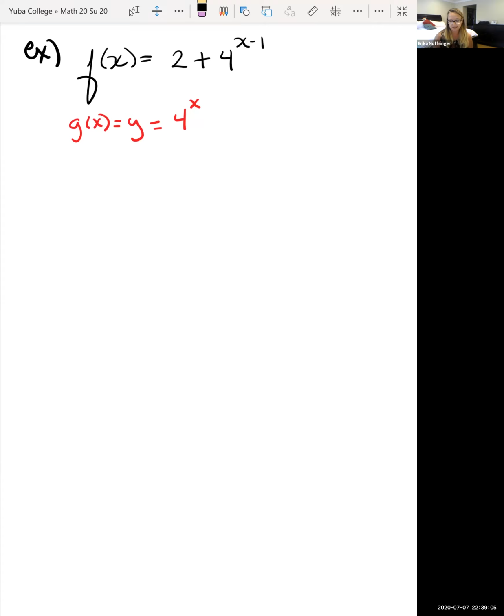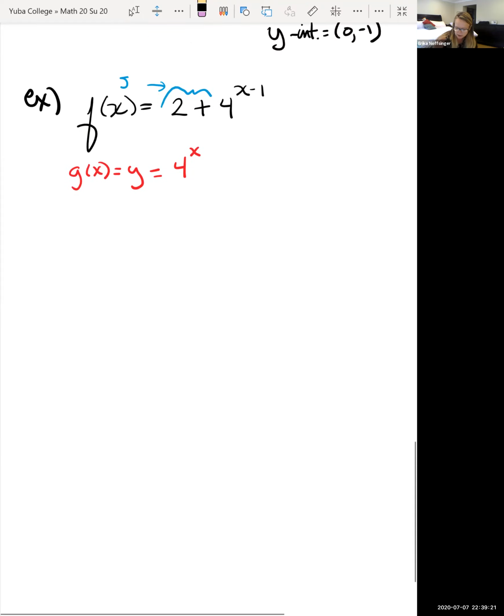And so the plus outside of the exponential is always vertical. So this is going to be the vertical shift, but we don't do that until the last part. So this shifts up 2 units.